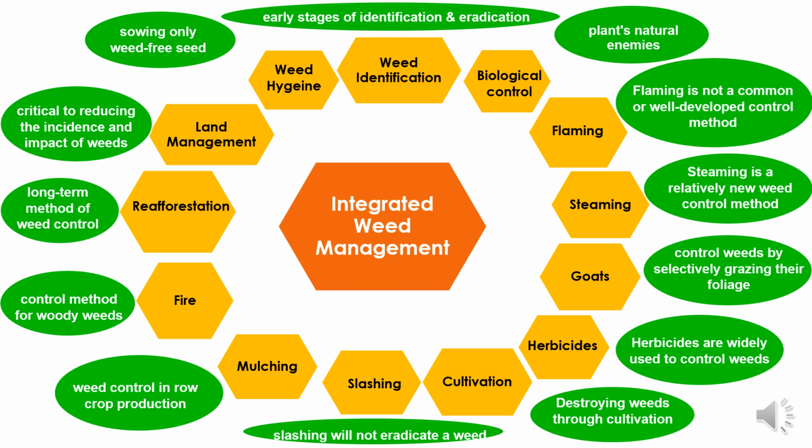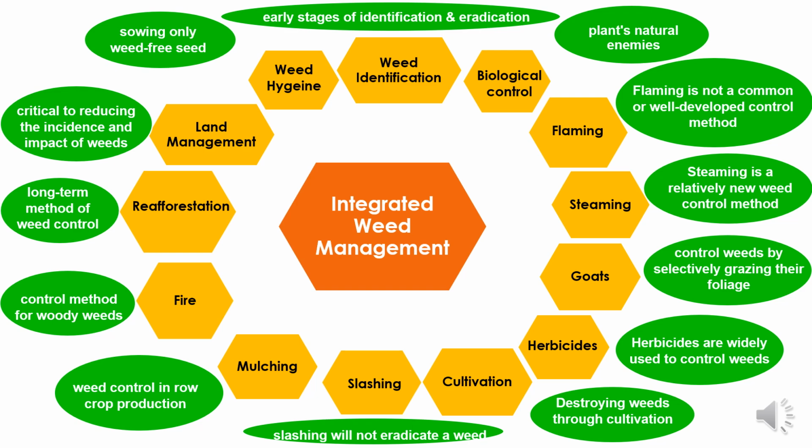Second is flaming. Flaming is not a common or well-developed method. It is used for weed control on organic farms, for selective post-emergent control in heat-tolerant crops, and for general weed control on hard surfaces in urban areas.